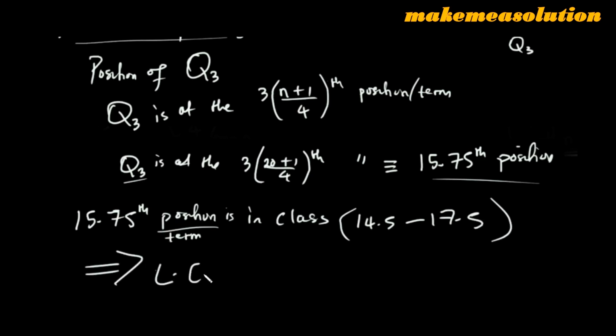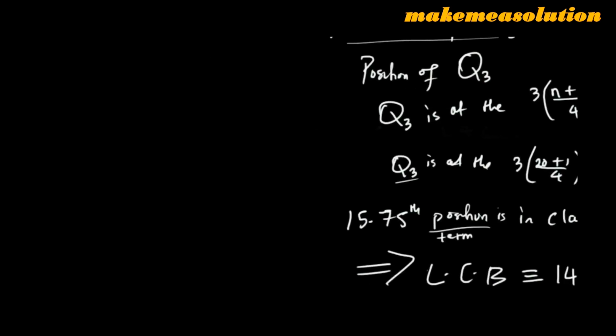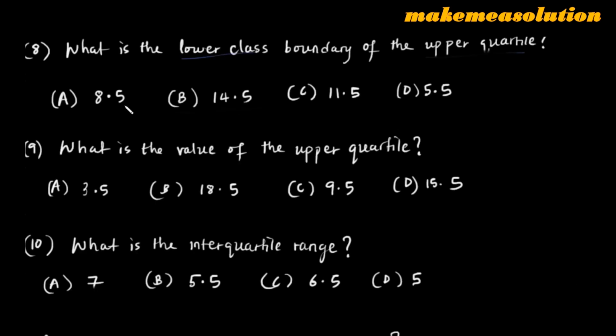Therefore, the lower class boundary is actually going to be what? 14.5. So this is the lower class boundary of the class that we are interested in, which is the lower class boundary of the upper quartile. Lower class boundary of the upper quartile, 14.5.